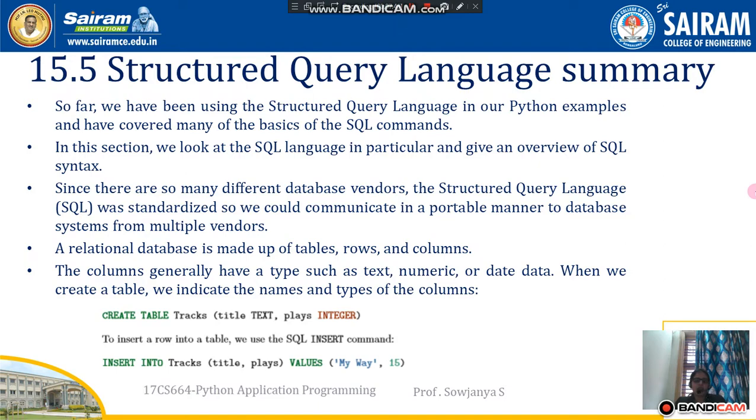A relational database is made up of tables, rows and columns. The columns generally have a type such as text, numeric or date data. So columns will have text, numeric or date data. When we create a table, we indicate the names and the types of the columns. In general we write CREATE TABLE tracks with the attributes and their types.